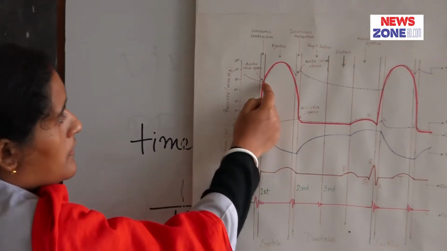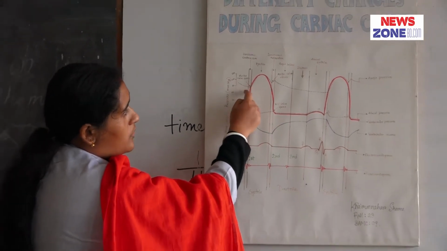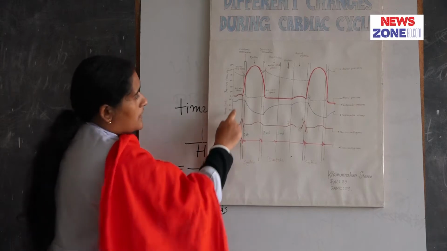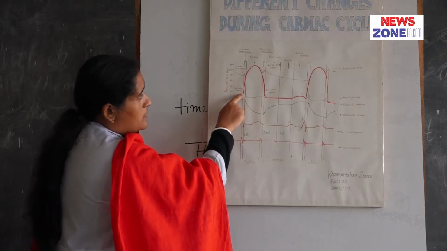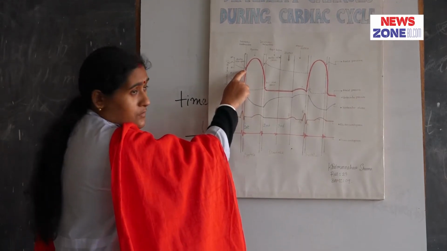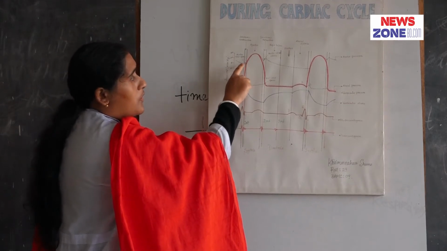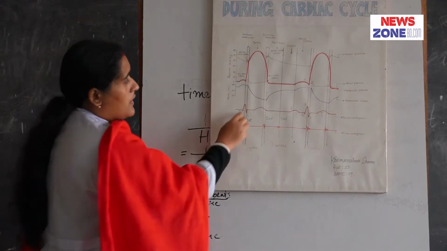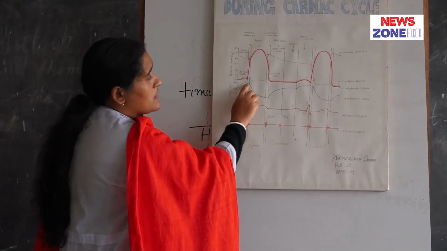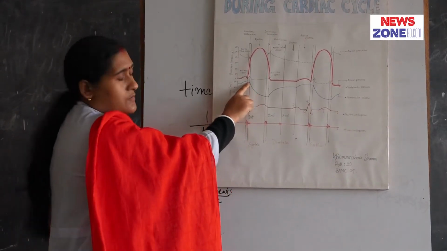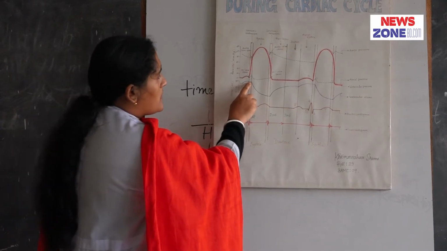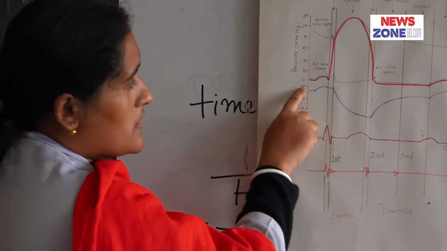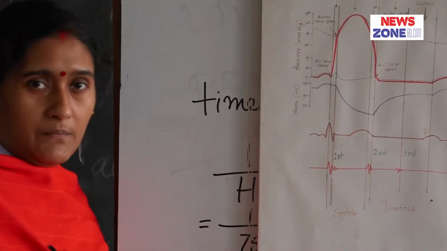Before the opening of the aortic valve, it remains closed. In this phase, the AV valve is closed and the aortic valve remains closed. So, no blood is pumped out by the ventricle. So, there is no volume change in the ventricle. That is, the volume remaining in the ventricle during this phase is 130 ml.